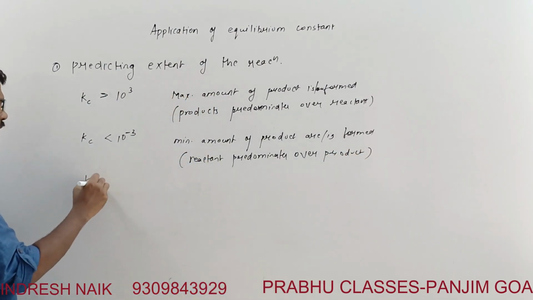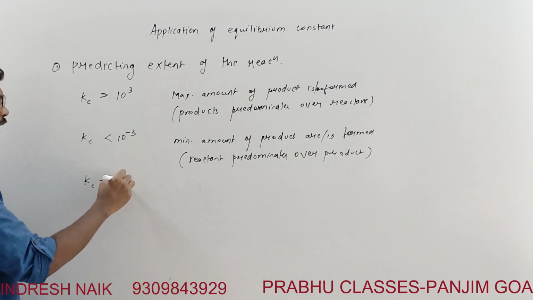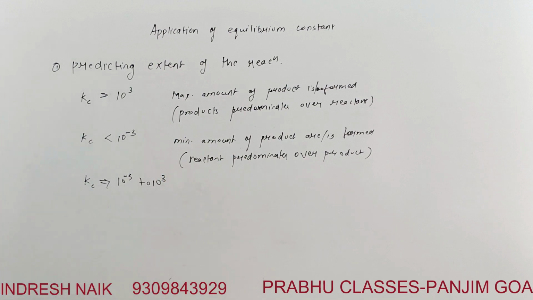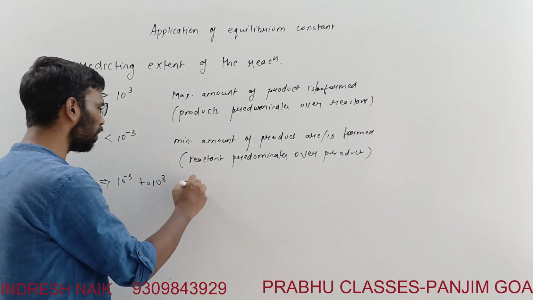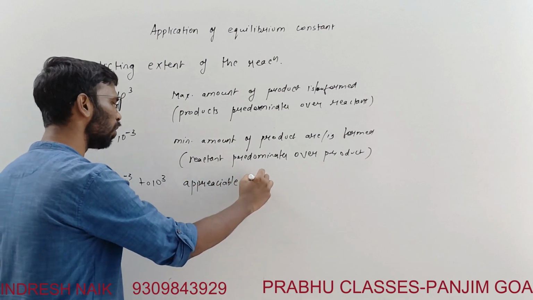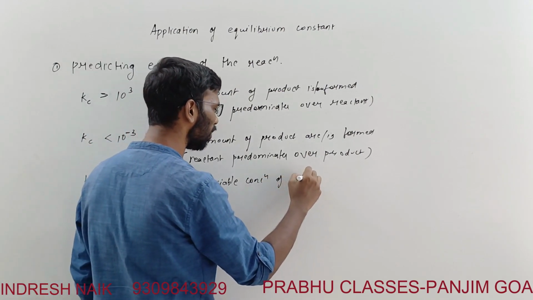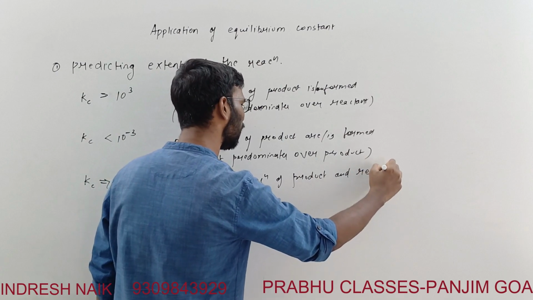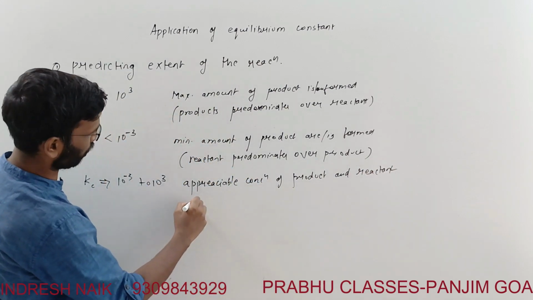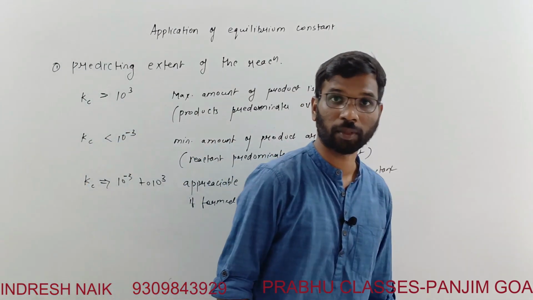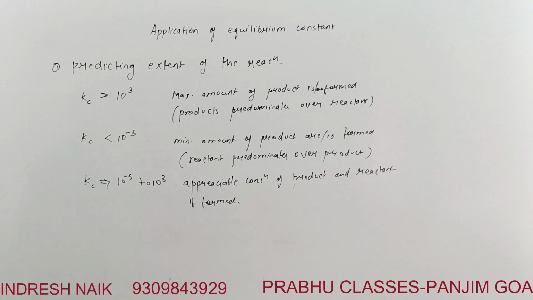And if Kc is in between 10 raised to minus 3 and 10 raised to 3, what we say is that appreciable concentration of the product and reactant is formed. Right? This is the first application. Next, this was predicting the extent of the reaction. Second is predicting the direction of the reaction.